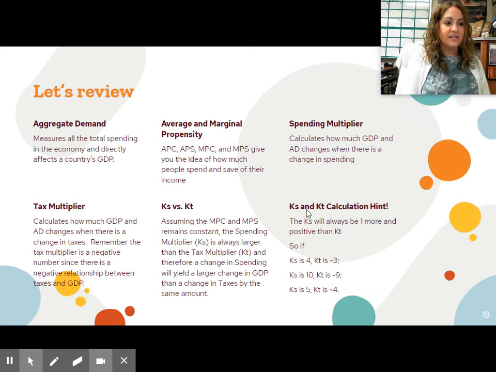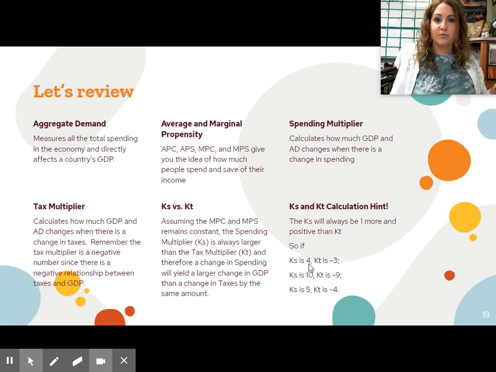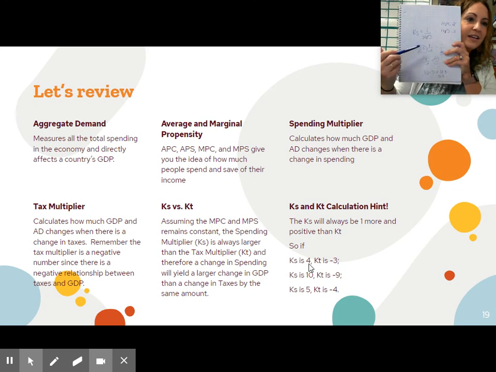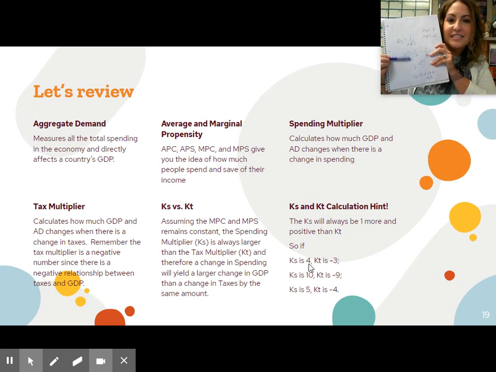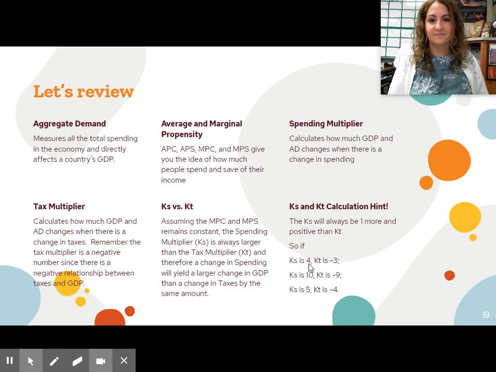So, here is a KS and KT calculation hint. KS will always be one more and positive than KT. So if KS, the spending multiplier, is 4, like we just had in the problem that we did with 1 million taxes and 1 million spending, KT is going to be negative 3. If KS is 10, KT with the same MPC and MPS will be negative 9. And if KS is 5, like we just did, then KT, if that had been a tax multiplier problem, would just be negative 4. It's one less and negative.